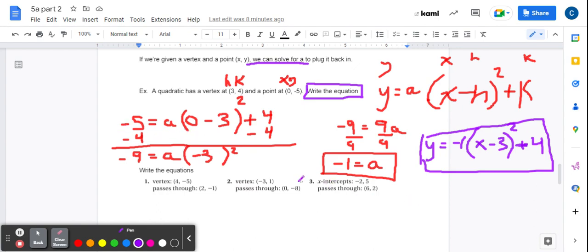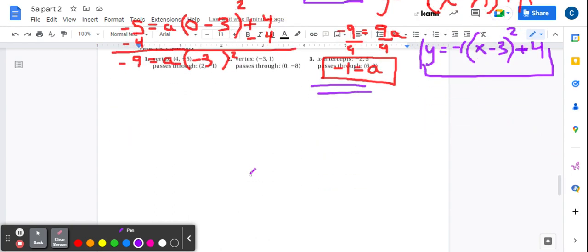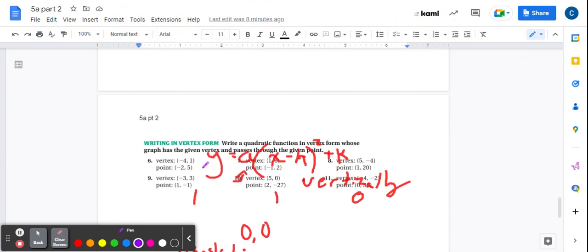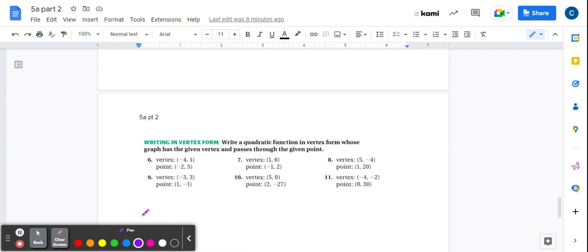So you could try these next two right here. Number 3 we can't really do. So numbers 1 and 2 on our notes right there. And then we can do 6 through 11 on the bottom on the next page.